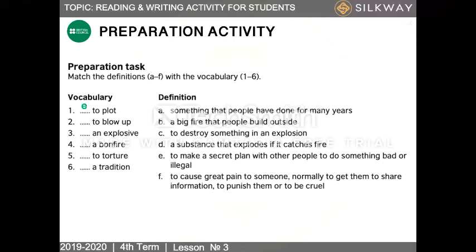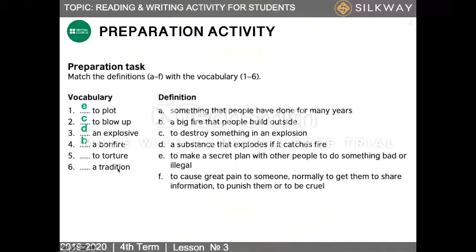How about number 2? To blow up. It is? You're right, it's letter C, to destroy something in an explosion. And number 3, an explosive. Yes, that's right, it's letter D, a substance that explodes if it catches fire. Okay, number 4, a bonfire. So this is a big fire, it's letter B, a big fire that people build outside.